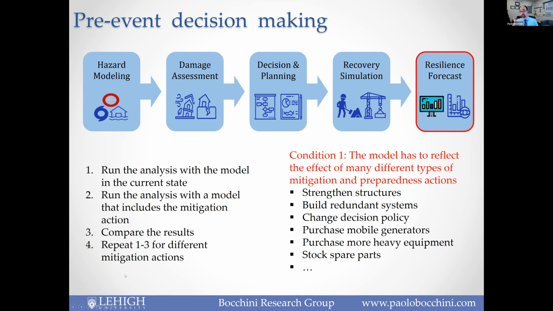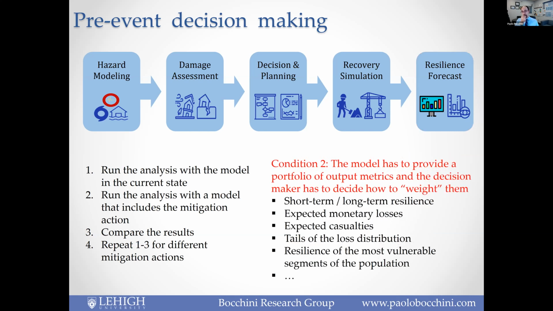But to do this, there are two conditions. The first one is that the model has to be able to capture the effect of the mitigation action. Some mitigation actions are easy, like strengthen structures or build redundant structures. But there are mitigation actions that are not as trivial, like change the decision policy, or purchase more mobile generators that can facilitate the recovery, or have more heavy equipment, or more crews, or stock spare parts. So all these simulators, to capture these mitigation actions, have to embed them in the models. And this is one of the things that we really strive to do in PRAISys.